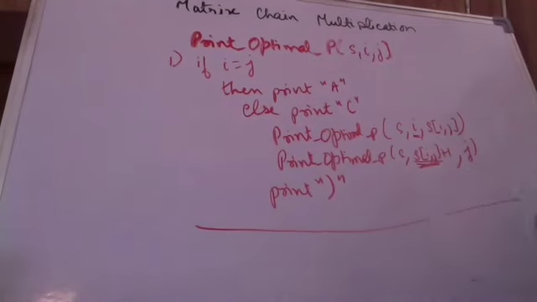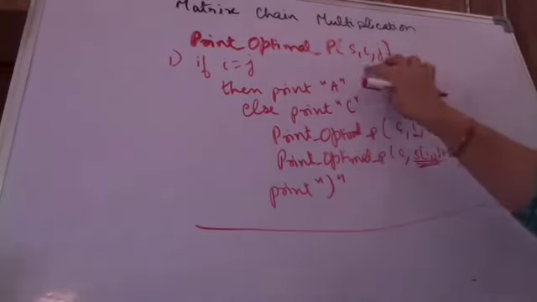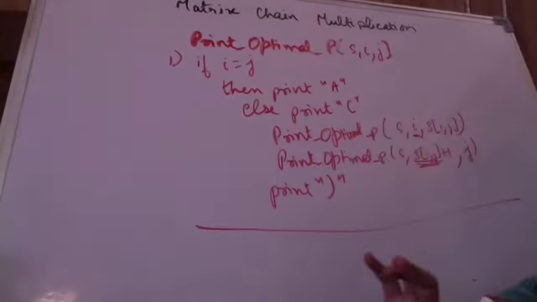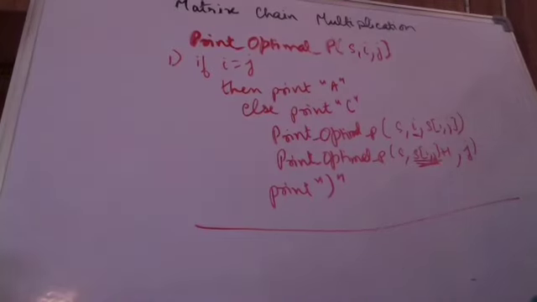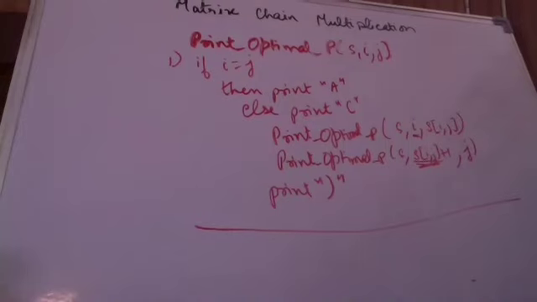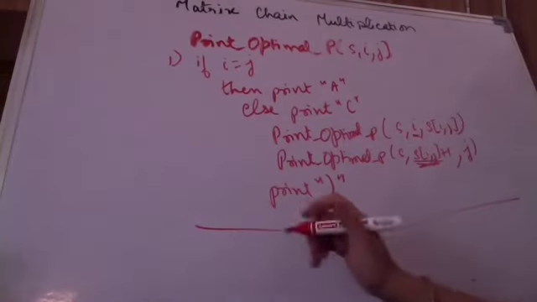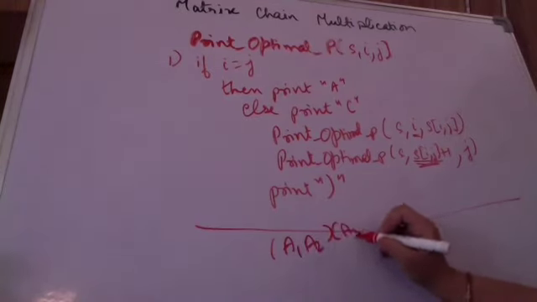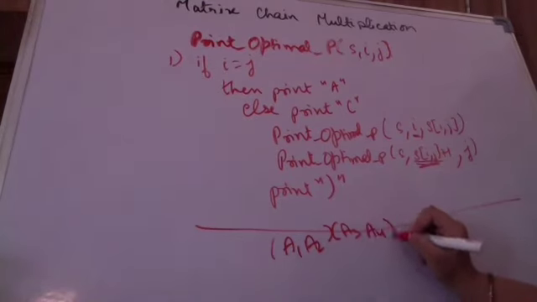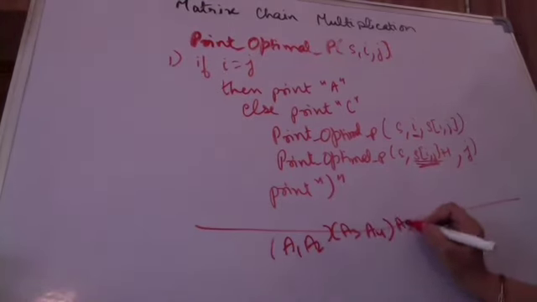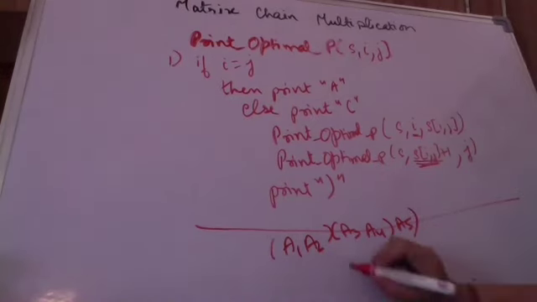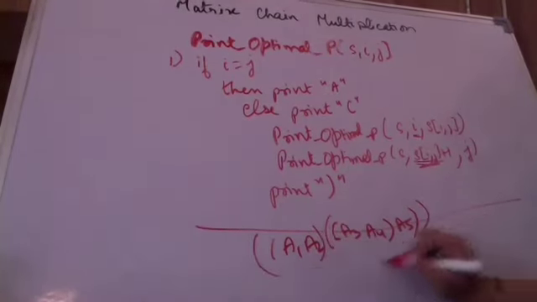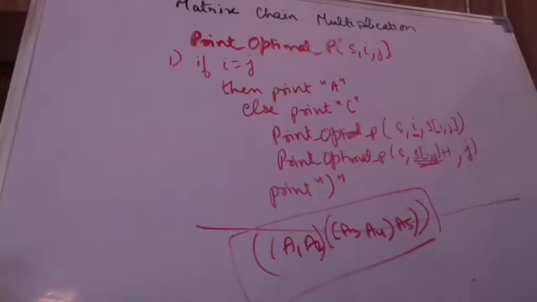If both are equal, print A, otherwise open parenthesis, बीच की parenthesization लिखो, close the parenthesis. This is how I will be able to print the parenthesis. The answer for the given question through this procedure would come out to be A1, A2, A3, A4 and multiplied by A5. This will be the final answer that comes out for the given example that we have considered.